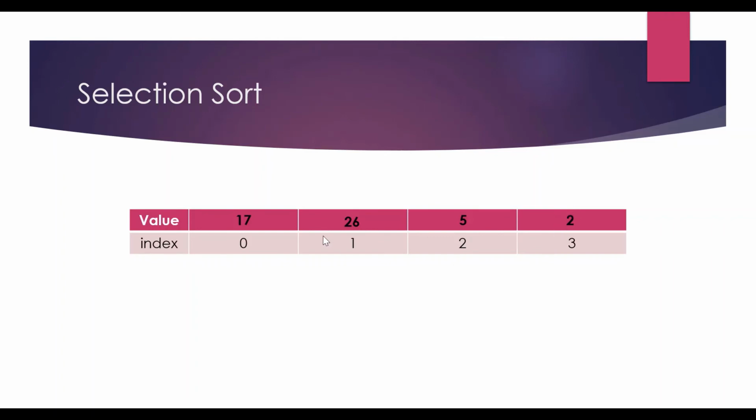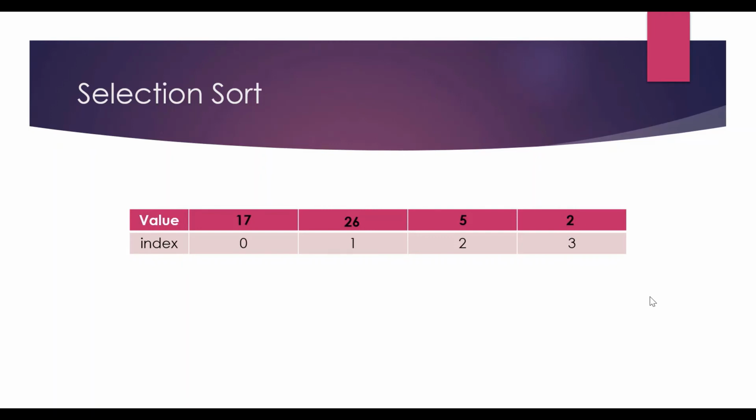When we want to sort it in an ascending order, that means we will have 2 in the first location, 5 in the second, 17 in the third, and 26 at the last, fourth location, which is at index 3. So ascending sort means we are going to start with the lowest element, the smallest element, and we'll end up with the largest element, or the maximum value at the end.